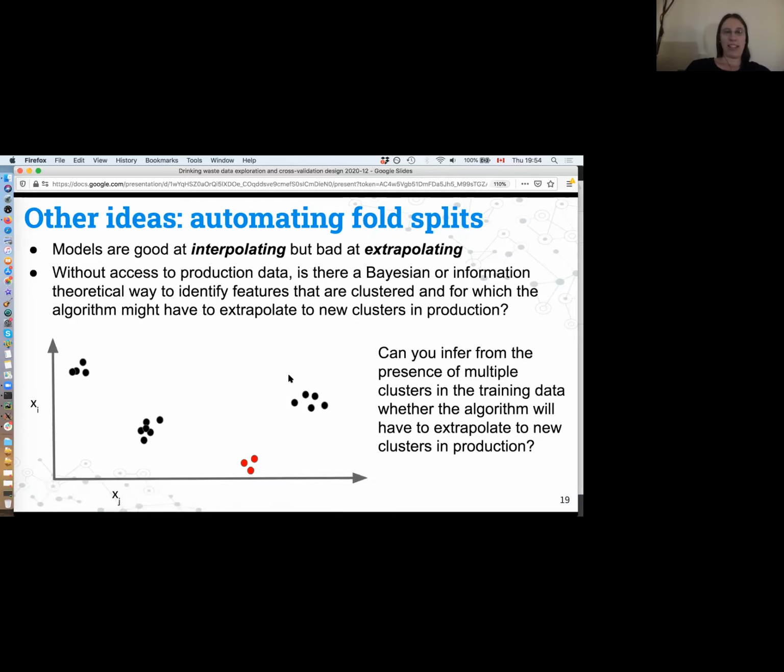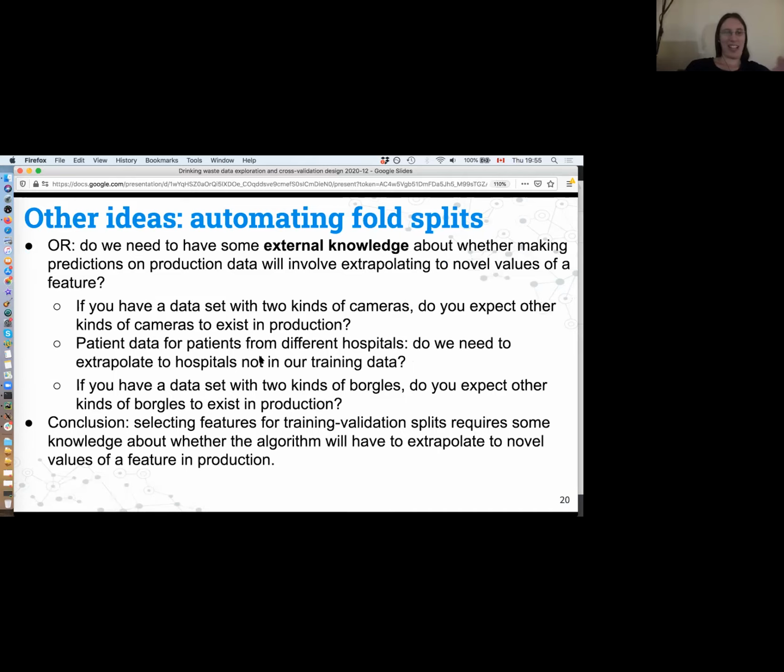So another way to think of that, oops. Any comments? All right. This is a little bit subtle, so tell me if it's not quite sunk in. Another way to state this question is, do we have to have some external knowledge about whether making predictions on production data will involve extrapolating to novel values of a feature?